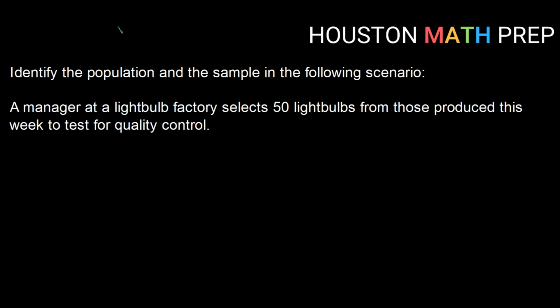Okay, so in this situation, we have a light bulb factory. They're essentially producing lots and lots of light bulbs in a particular week. And this manager is selecting 50 of them to make sure that what is being produced is of high quality. So when we think about what are all the items that we're interested in, that would be all the light bulbs that were produced this week. So our population is going to be all light bulbs produced this week.